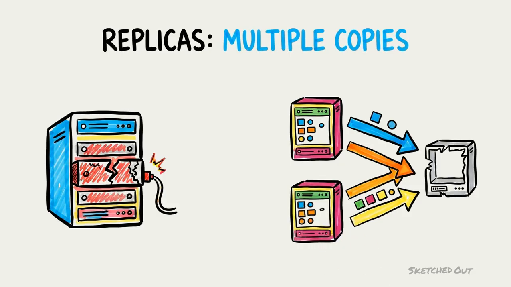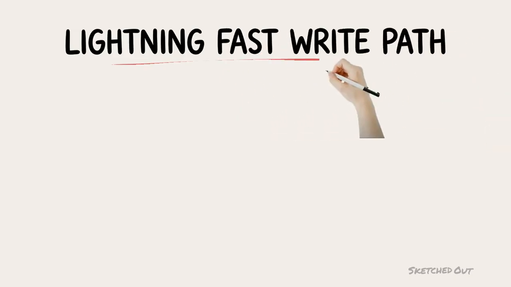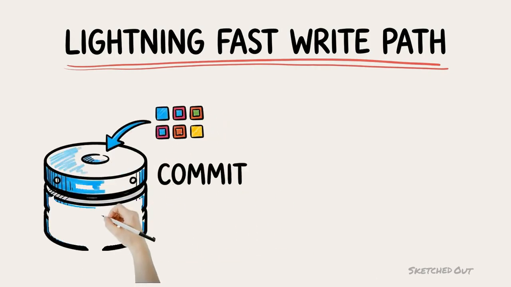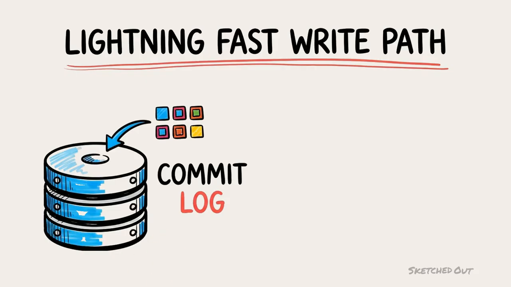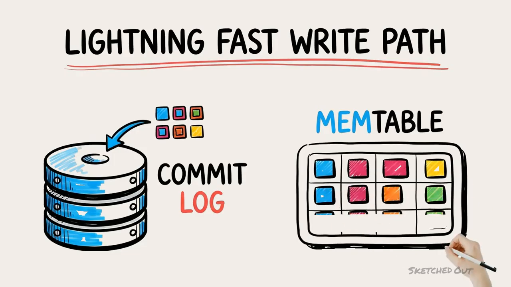That explains reliability. Now, let's look at speed. Cassandra became famous because it can absorb massive floods of writes without collapsing. The reason is its write path. When a write arrives, Cassandra appends it to a file on disk called the commit log. At the same time, it stores the data in memory inside a structure called the memtable. Then, the write is finished.